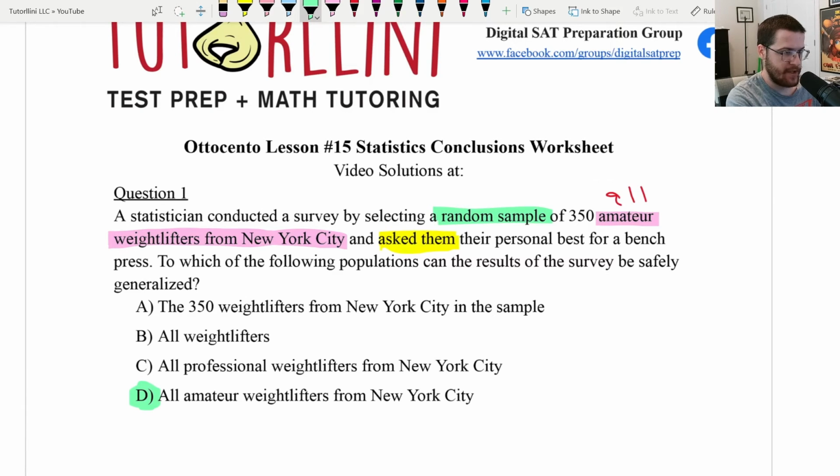Looking at the other answer choices, providing it was selected at random, we're not going to just generalize to the sample. We generalize to the population, so A is wrong. B is all weightlifters, but we didn't ask all weightlifters. We only asked amateur weightlifters from New York City. C says all professional weightlifters. We didn't ask professional weightlifters. We only asked amateur weightlifters from New York City. Great.